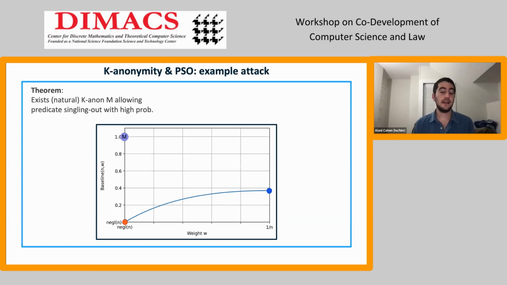Okay, we're going to prove that k-anonymity doesn't prevent predicate singling out. In particular, there exist k-anonymous mechanisms that allow predicate singling out attacks with high probability. So here's the picture, right? We need to be below the orange dot. That's our definition, and there exists mechanisms that are way up here.